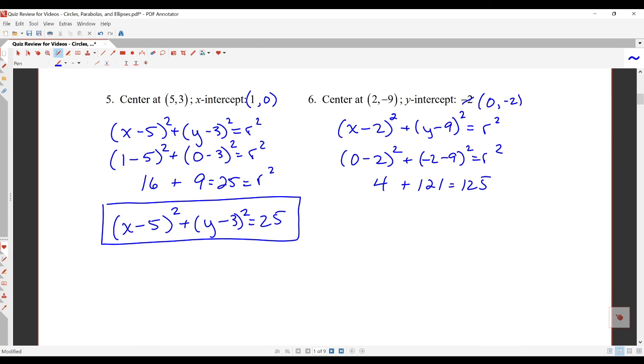And I'm going to actually go back here for a second. This was minus -9. So that should have been a plus 9 there and a plus 9 there. -2 plus 9 is 7. Squared is 49. 49 and 4 make 53. That's r squared. So we have x minus 2 squared plus y plus 9 squared equals 53.